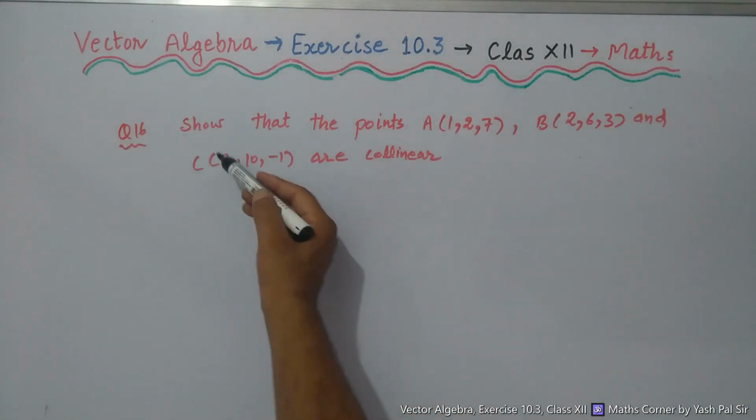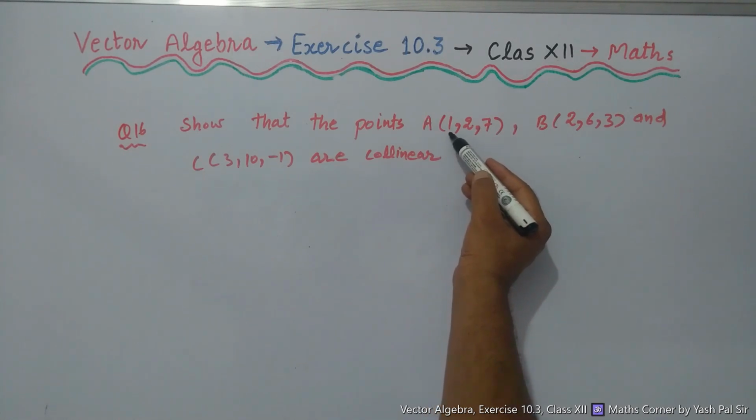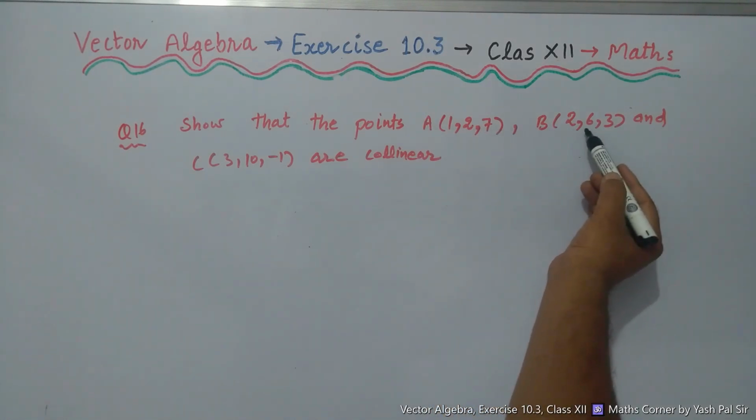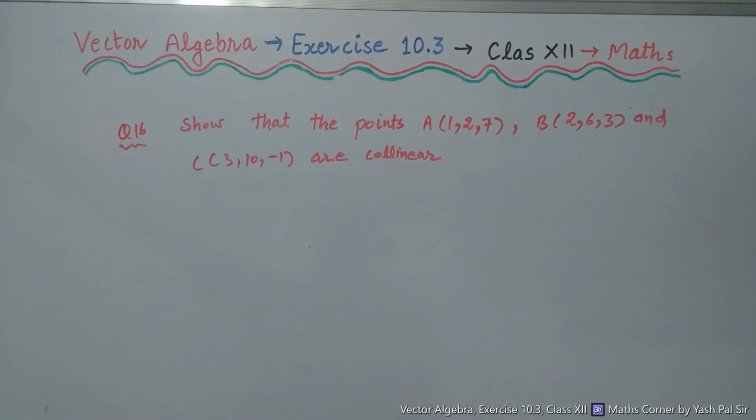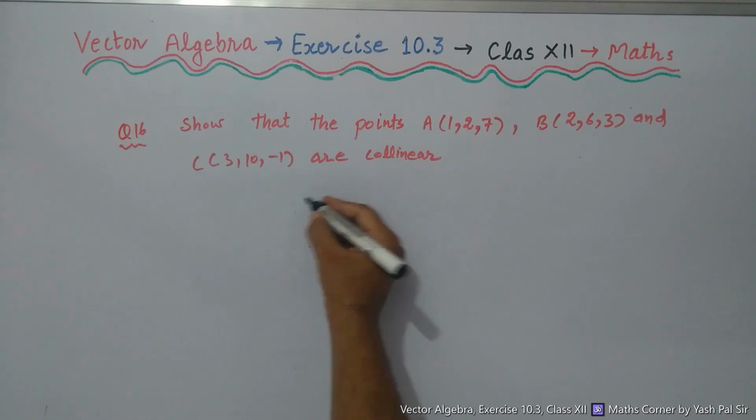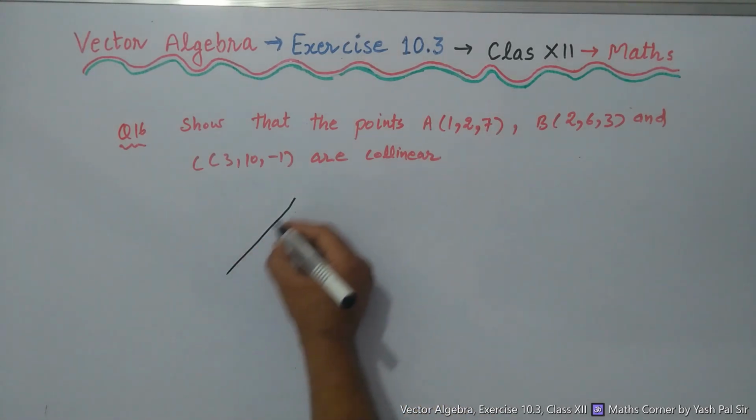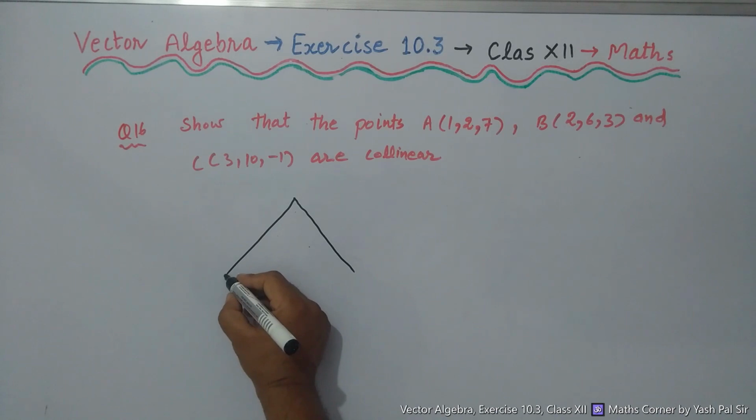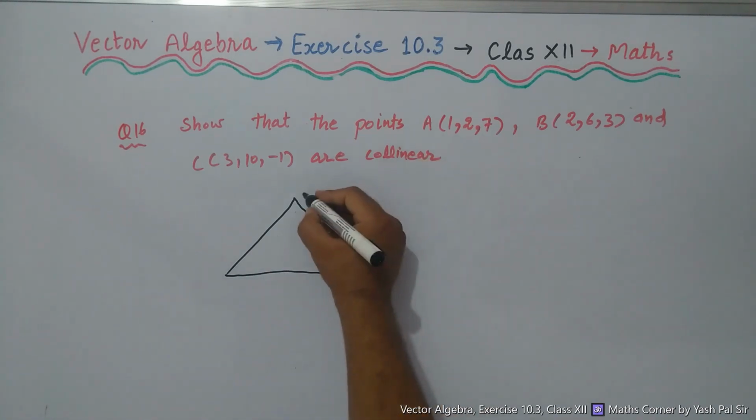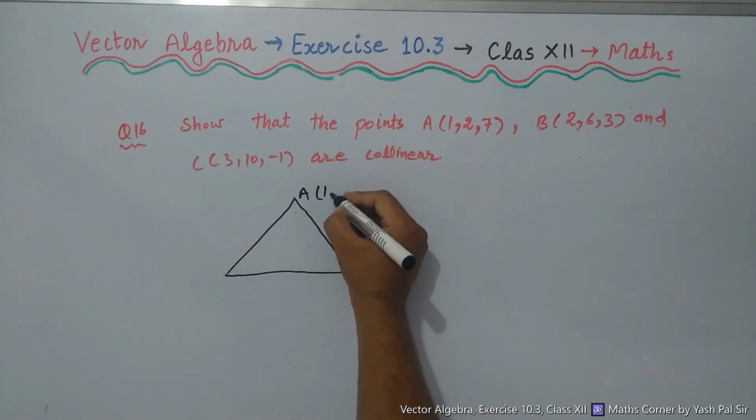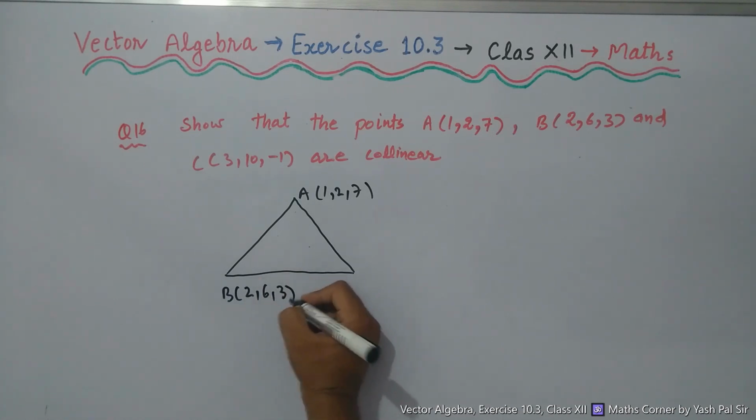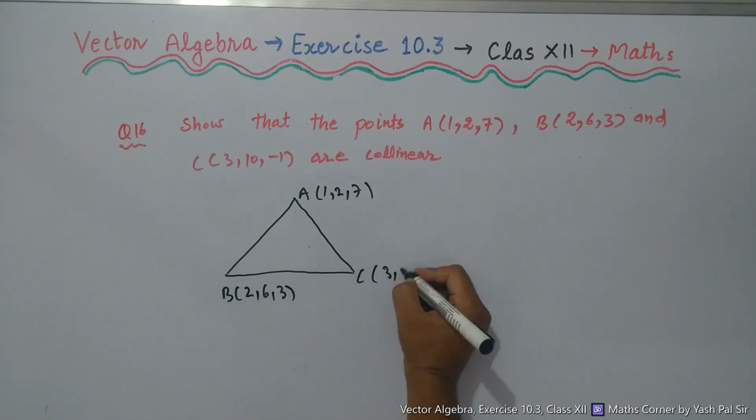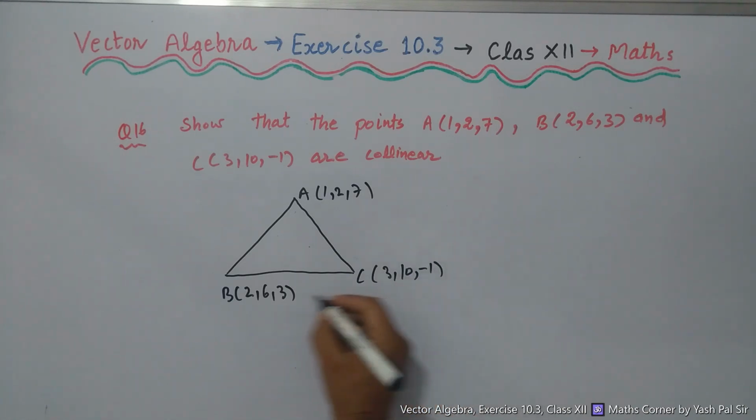Question number 16. Show that the points A (1, 2, 7), B (2, 6, 3) and C (3, 10, -1) are collinear. So again, let these 3 points not be collinear. They are forming a triangle. The vertices are written here: A is 1, 2, 7, B is 2, 6, 3, C is the point 3, 10, minus 1.